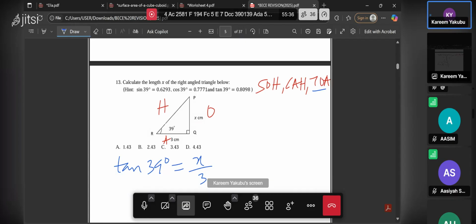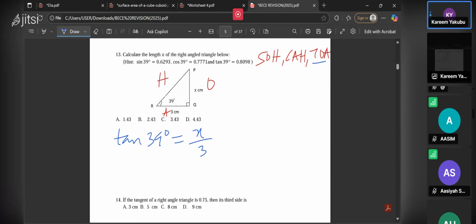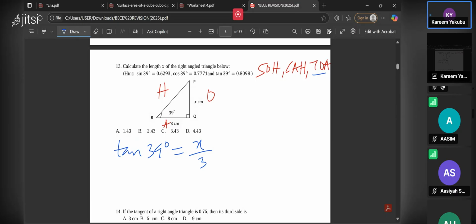So here we then have tan 39. We have been given the value of tan 39 to be 0.8098. So 0.8098 equals x over 3. I hope I'm with you.